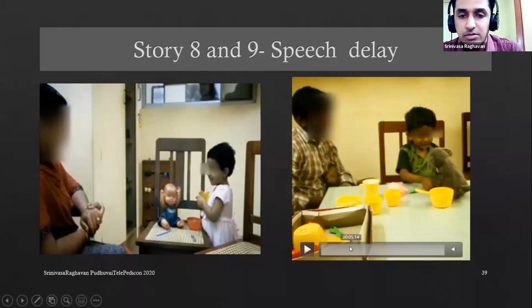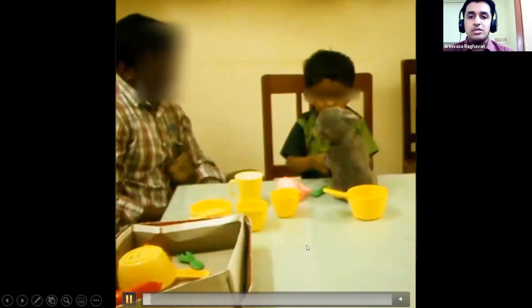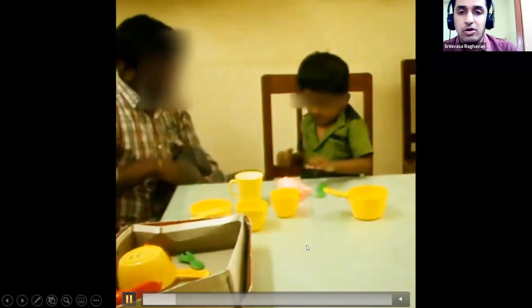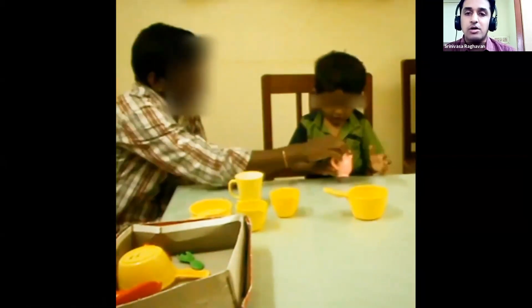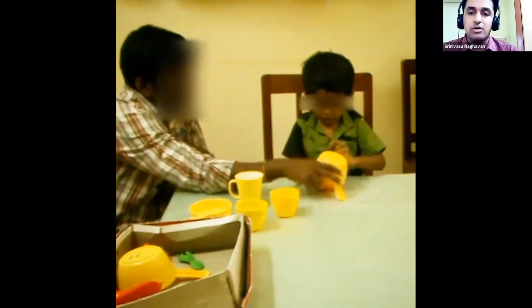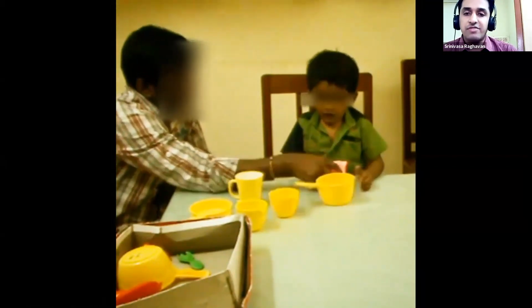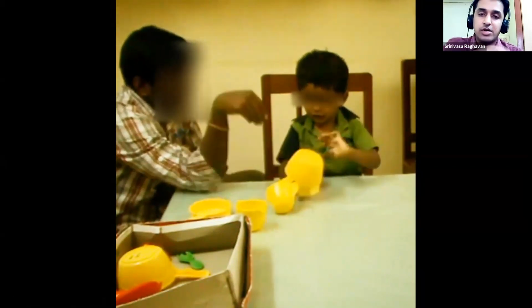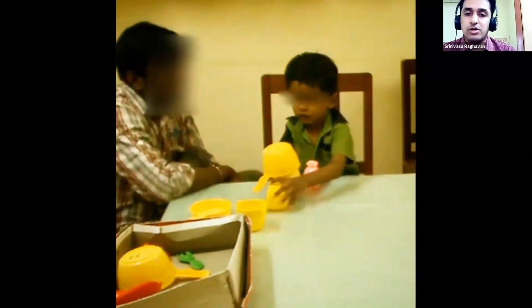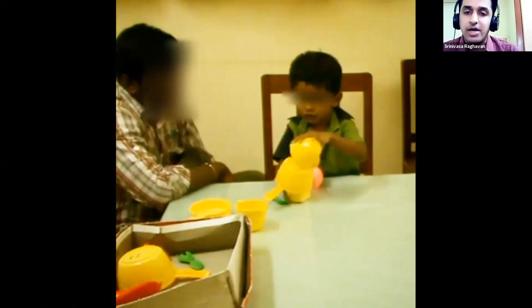Now observe the second child. The same pretend play doll is given, but what does he do? He's only trying to throw the dog. At this age, you expect him to at least try to feed the dog or hug the dog, talk with the dog or play with the dog. Now the father is trying to imitate him to have at least some functional play. Take the teapot, trying to pour tea out of it. But observe what he's doing. He's only attempting to stack these cups one over the other.